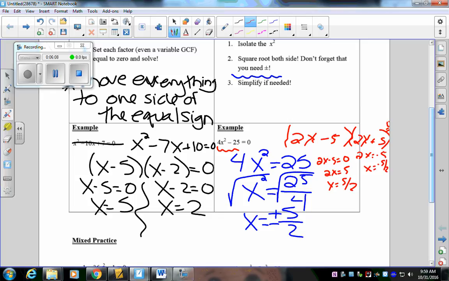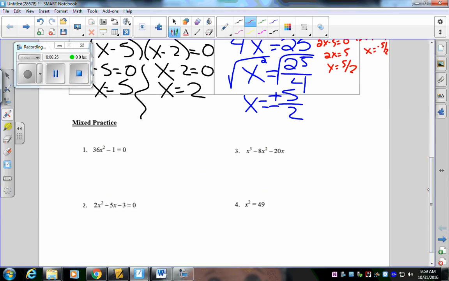So you still could solve by factoring, but not everyone's going to be a perfect difference of squares. Just sometimes you're going to get numbers that aren't perfect squares. But this is the same answer, okay, because the factors look like that. So if there's no middle term, we can square root. Okay, let's take a look at some of the practice.